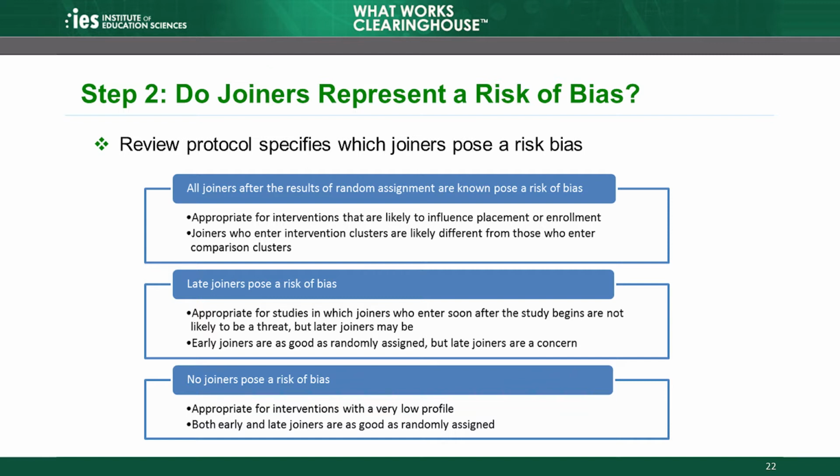When the intervention is likely to influence whether an individual joins an intervention cluster after random assignment, the WWC considers there to be a risk of bias associated with all joiners after they know the results of random assignment, whether early or late. The school turnaround intervention from earlier is an example of an intervention that is highly visible and might influence which schools students attend. The WWC would consider all joiners in a study focused on this type of intervention to pose a risk for bias.